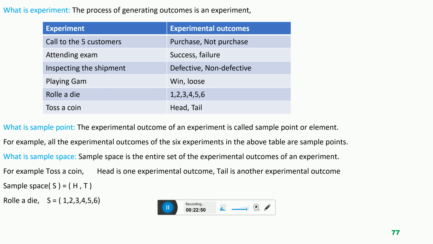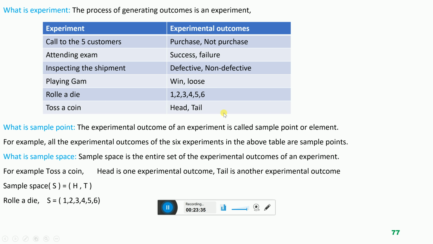Sample point: the experimental outcome of an experiment is called a sample point. I'm again repeating, what is a sample point? A sample point is the experimental outcome of any experiment. That outcome is also called a sample point. For example, tossing a coin is an experiment. When we are tossing a coin, it carries two outcomes: head on the up face of the coin or tail on the up face of the coin. So these two are called sample points of an experiment.